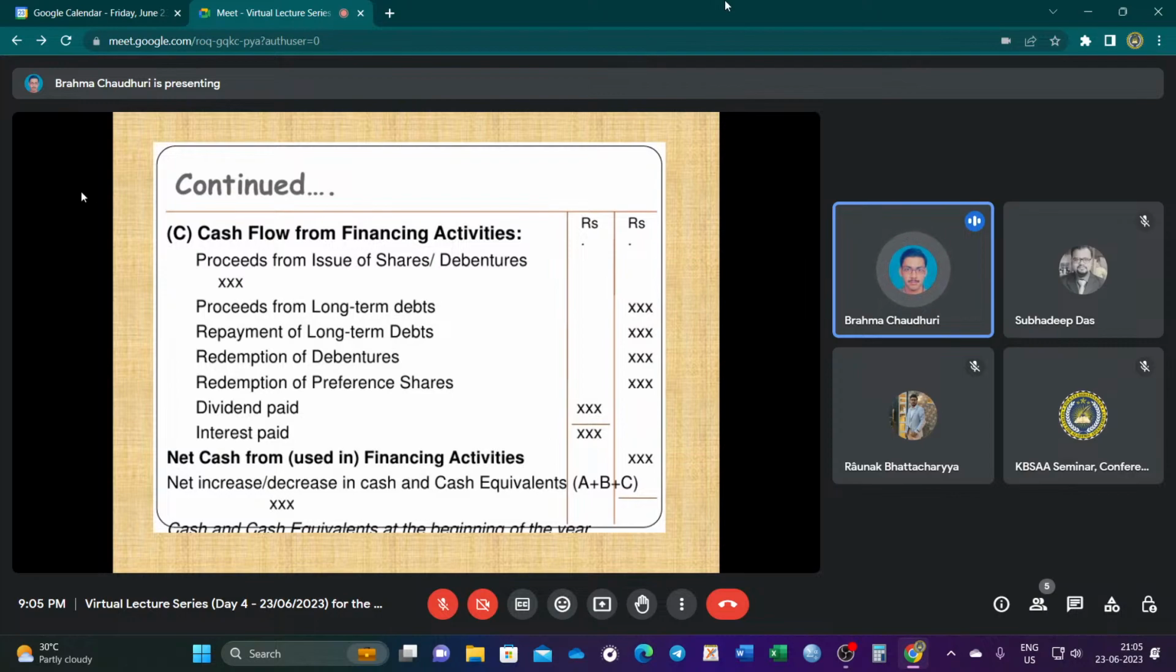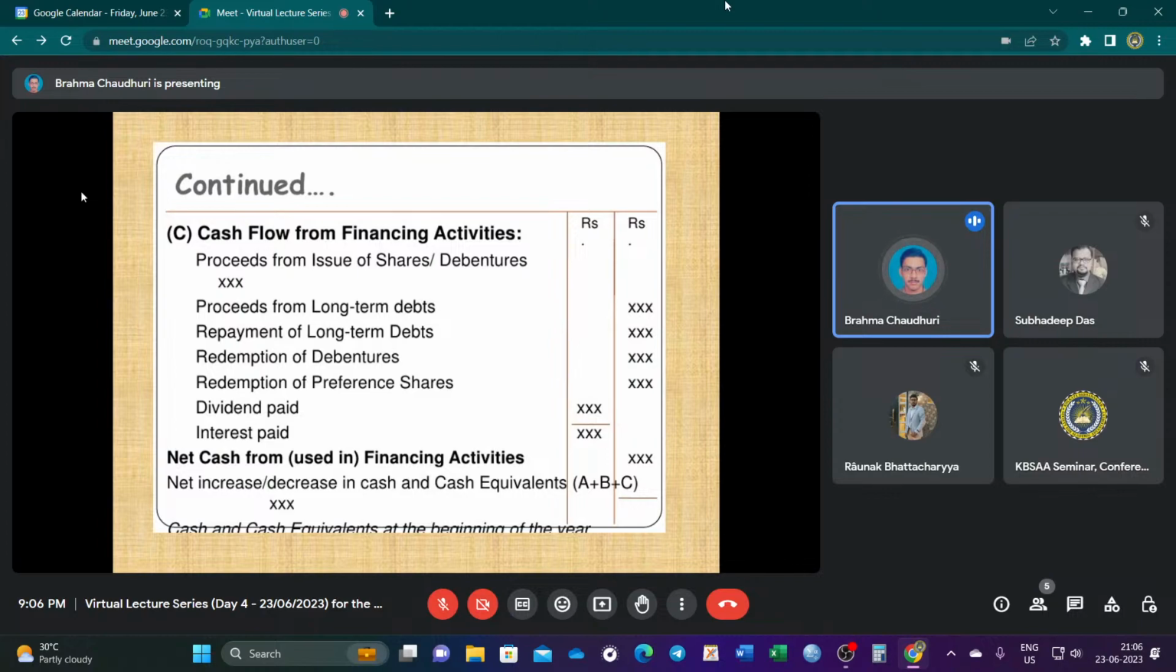So whenever there is any issue of equity share, issue of preference share, issue of debentures, or raising of long-term loan or proceeds from long-term loan, those are all cash inflows. And from those cash inflows, various types of cash outflows like the repayment of long-term debts, redemption of debentures, redemption of preference shares, dividend paid, interest paid, etc., will have to be deducted. And then if there is any positive balance, that will be added, and if there is any negative balance, that will be shown within bracket, and that will be deducted from the positive balances.